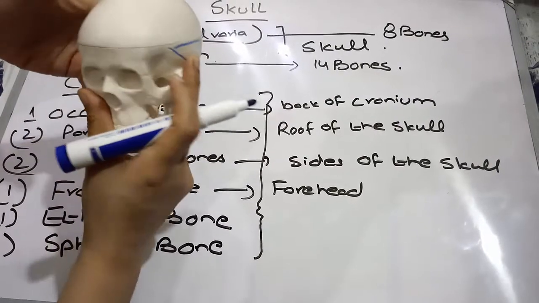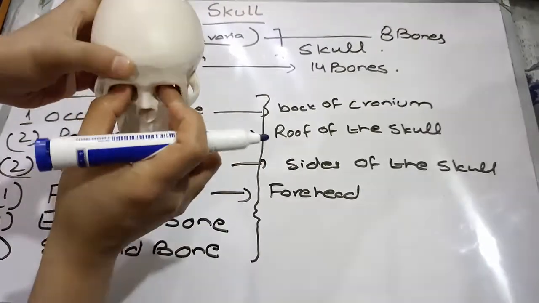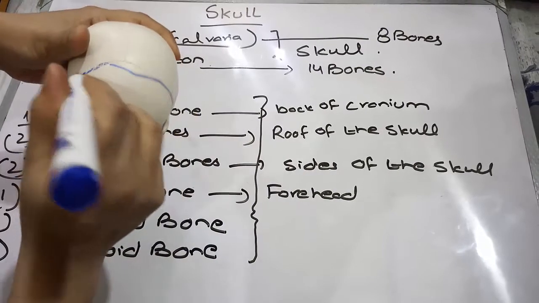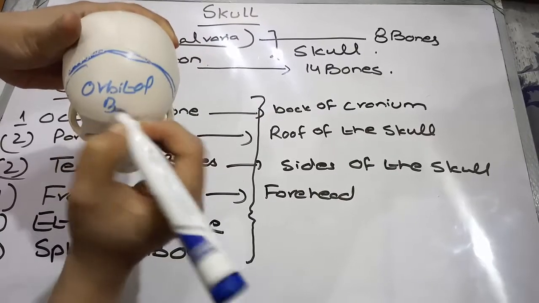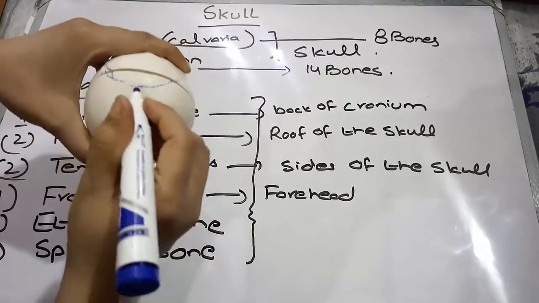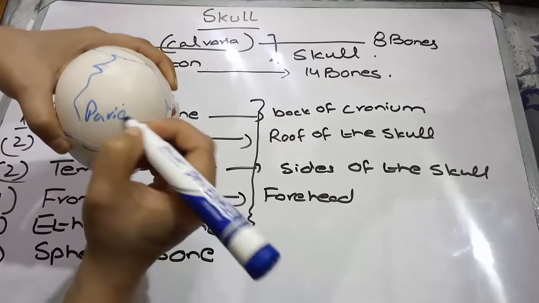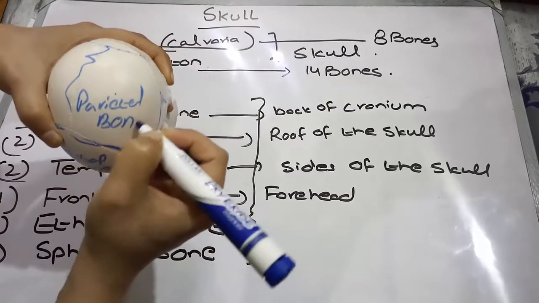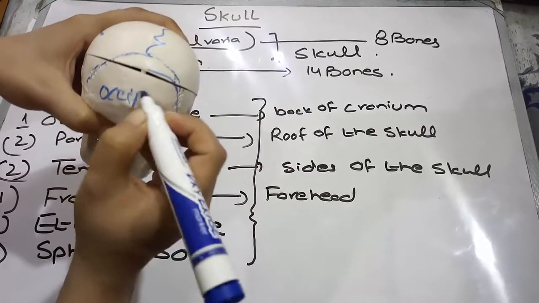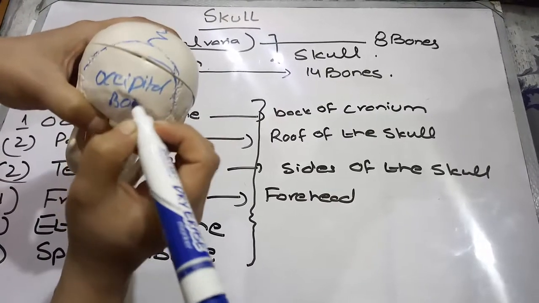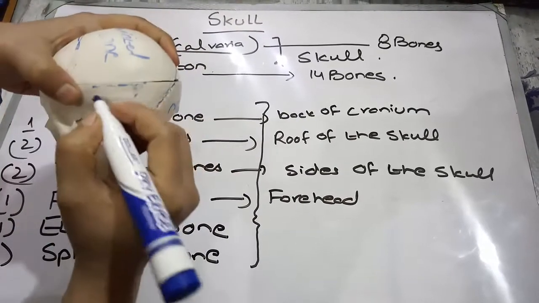Two temporal bones. And we have one frontal bone, a big bone which forms the forehead and the interior region of our orbital cavity. These two side bones are one right and one left parietal bone. This one bone which is present at the back is known as the occipital bone. These two side bones are known as the temporal bones.